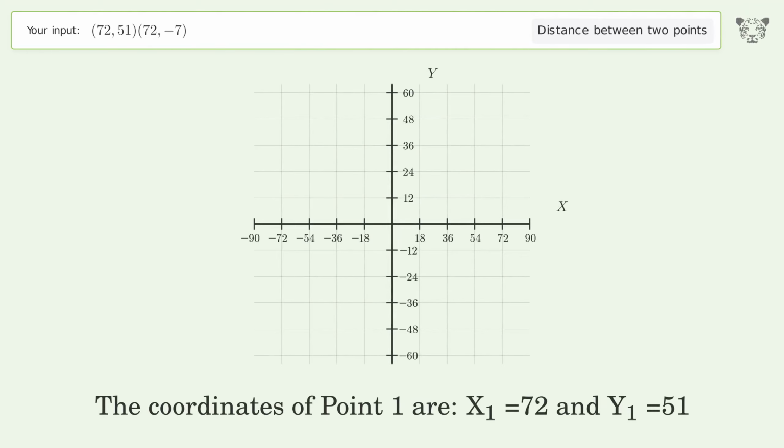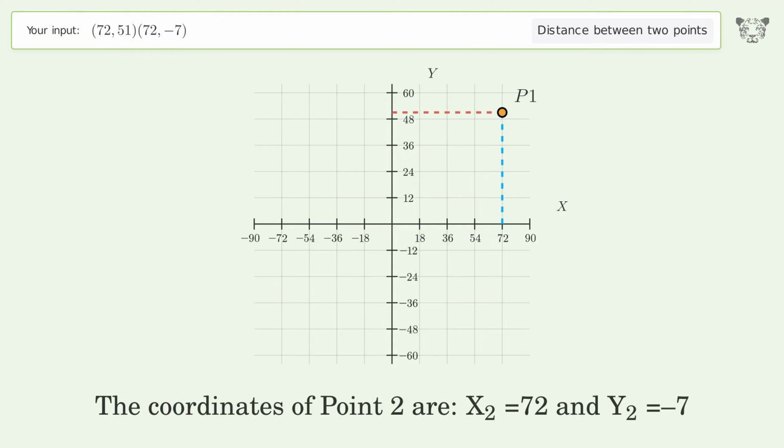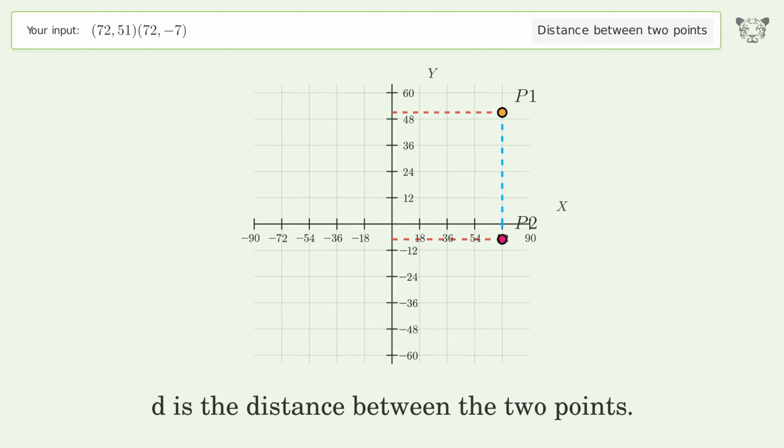The coordinates of point 1 are x1 equals 72 and y1 equals 51. The coordinates of point 2 are x2 equals 72 and y2 equals -7. D is the distance between the 2 points.